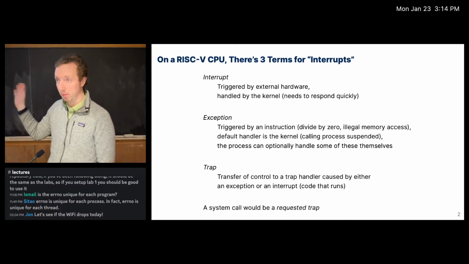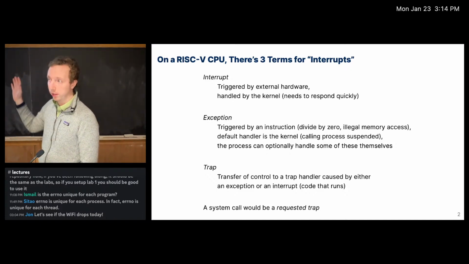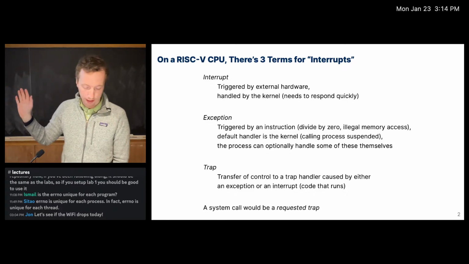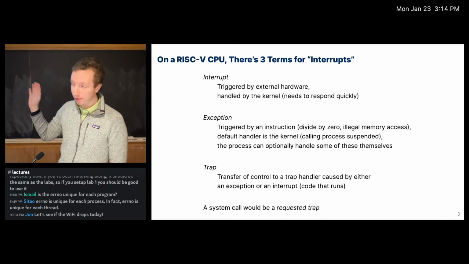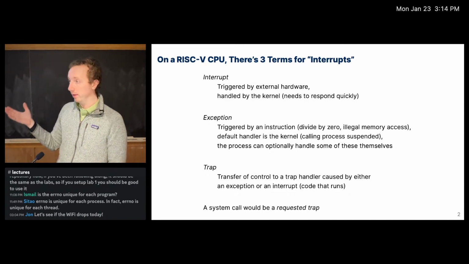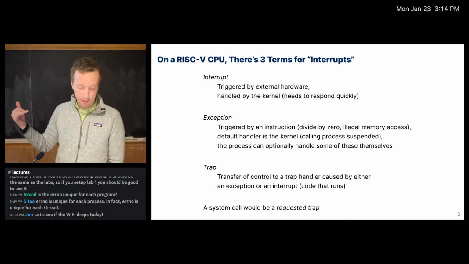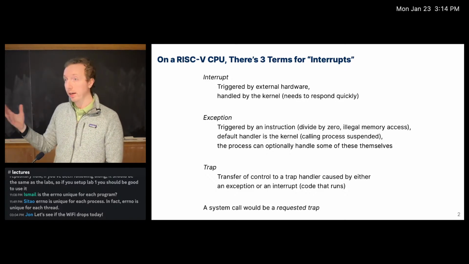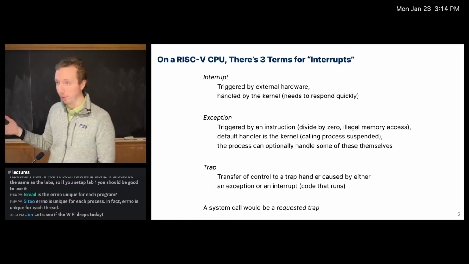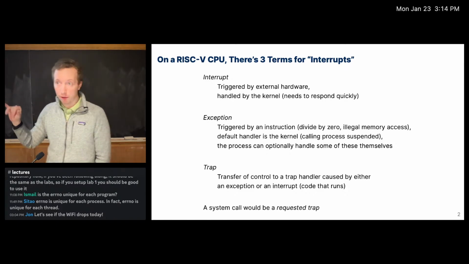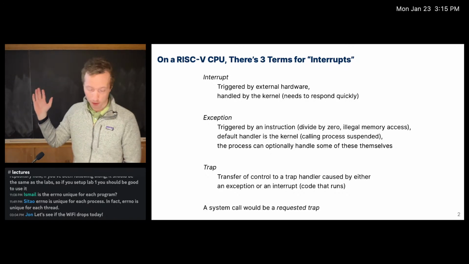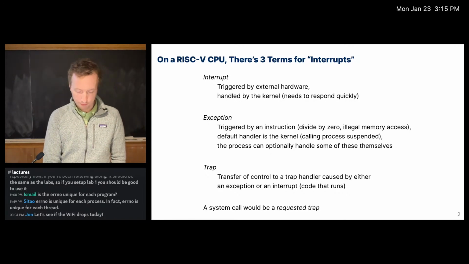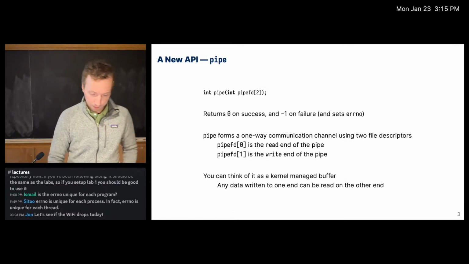So a trap would, either of those could generate a trap where the kernel runs some code to handle that. In this case, a system call is an instruction, so it would generate an exception, and then that handler would be in the kernel, and you're kind of requesting it. So it could be considered something called a requested trap. I want the kernel to run some code for me. So that's a little bit of terminology for the actual hardware.